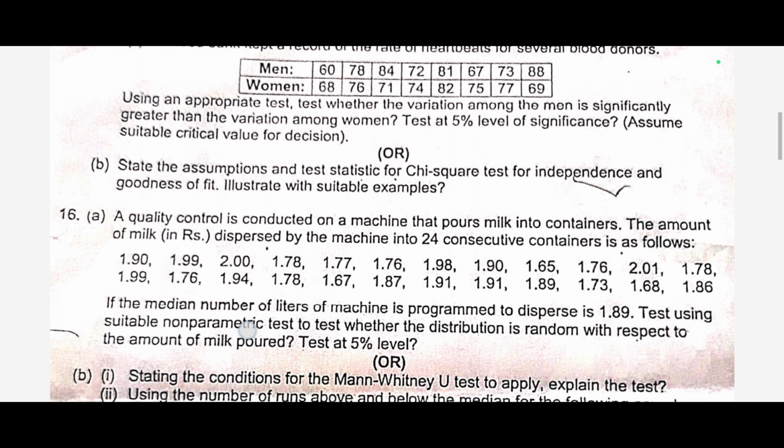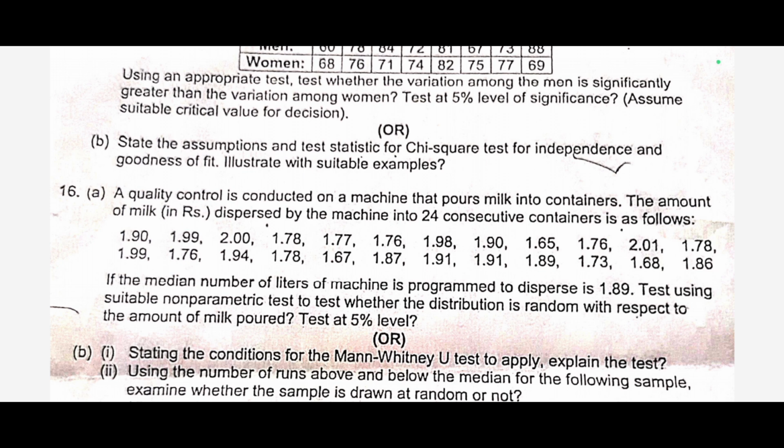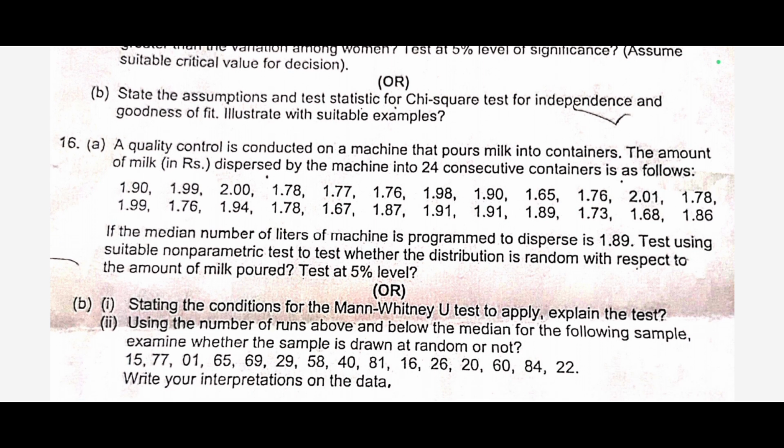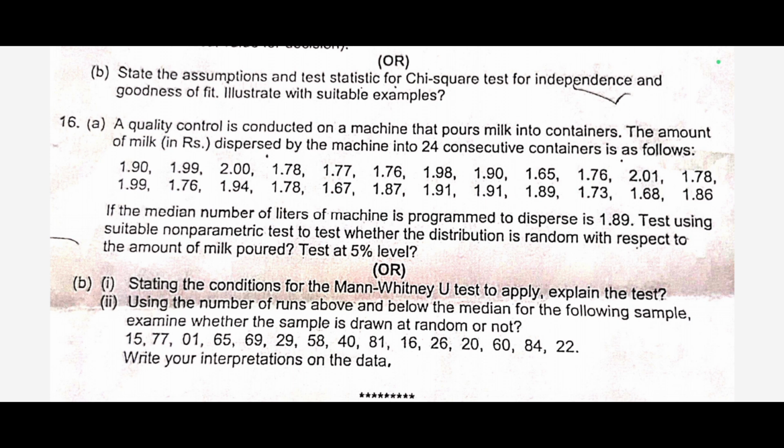Next, state the assumptions and test statistic for chi-square test for independence and goodness of fit. Illustrate with some suitable examples. This also is one of the important questions, goodness of fit and independence of attributes.